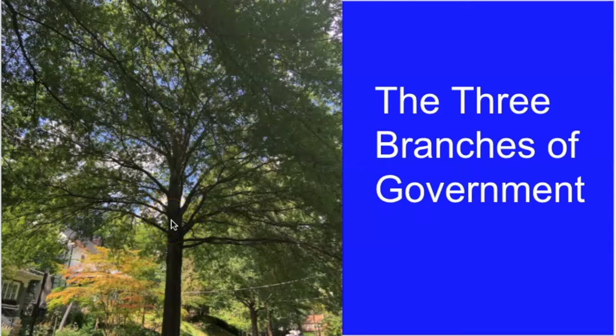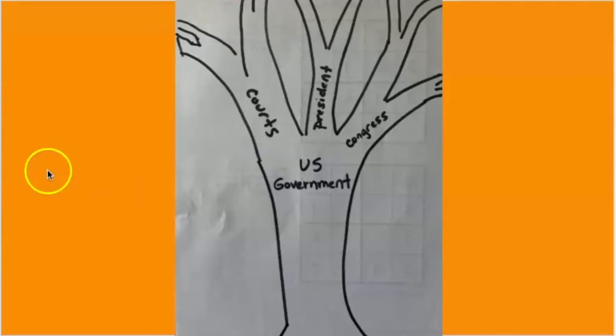And what I had the students do today in class is to draw a tree, and I'm going to show you a picture of my tree. I drew my own tree. I'm not a very good drawer, but just bear with me. See how the base or the whole tree is the U.S. government? And then we have three branches that go out from there. We have the Congress, the President, and the courts.